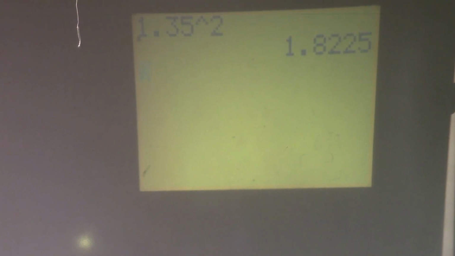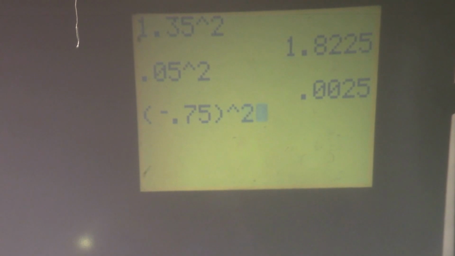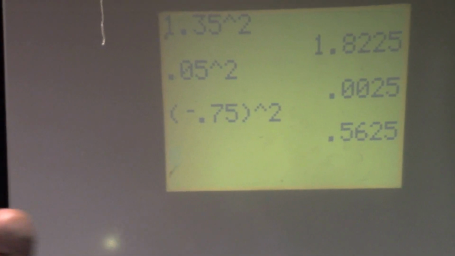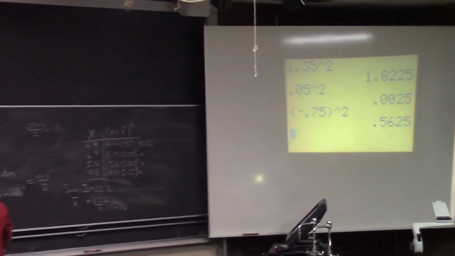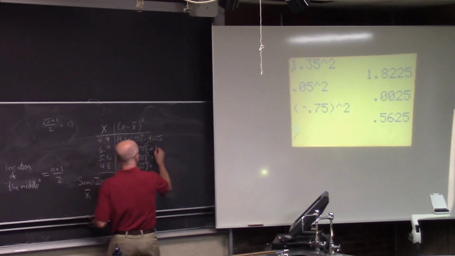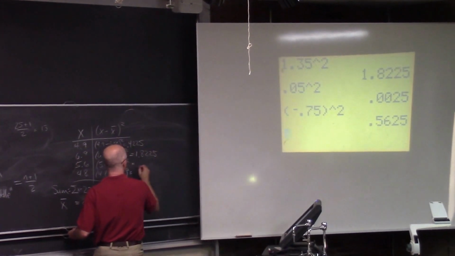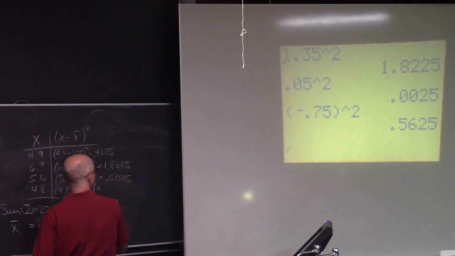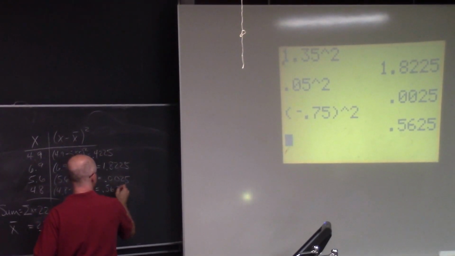Oh, well, that's a problem. Ah, I lost it. 1.35 squared. 0.05 squared, and use parentheses, negative 0.75 squared. So the 1.8225, 0.0025, and 0.5625.